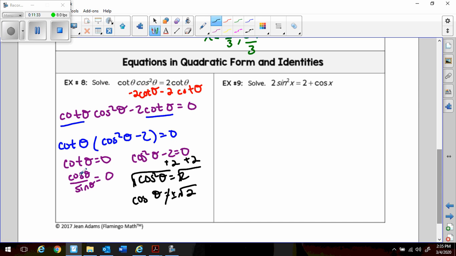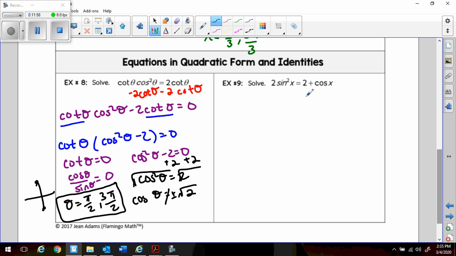But cosine is 0 at 90 degrees. So cosine of our x values, and it's 0 right here and right here. So 90 and 270, which is pi over 2, when theta is equal to pi over 2 and 3 pi over 2. So this one only has 2 answers.